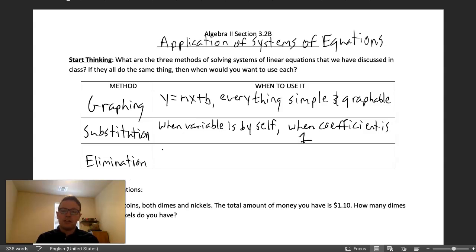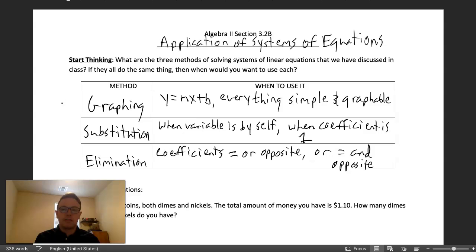And what about elimination? Well, if we already have two coefficients that are equal and opposite, that'll help. Or if it's just one of the two, if it's equal or opposite, and we can multiply to make our lives easier. So keep this in mind as you're doing these problems. I'll be using whatever method makes the most sense in my head, but you can use whatever method makes the most sense for you.